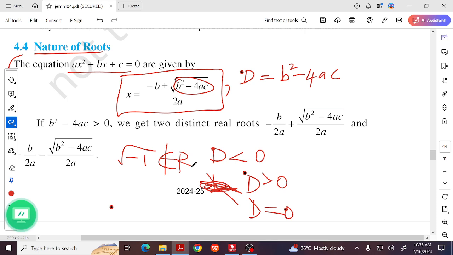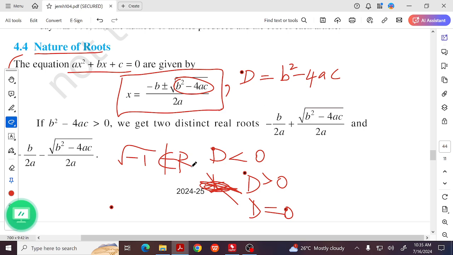D greater than 0, what does it mean? We are getting some positive number. It can be 1 by 2, 1 by 3, either rational or irrational, but it will come under positive. It's a positive real number you will be getting. If you are getting a positive real number, the meaning is you will be getting 2 different answers for x. Real and distinct roots, real and different roots.